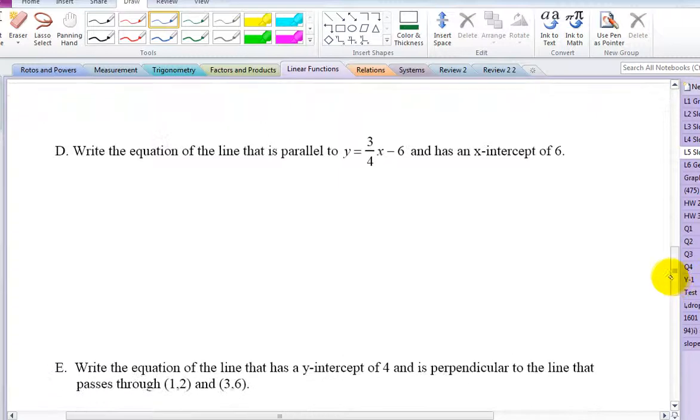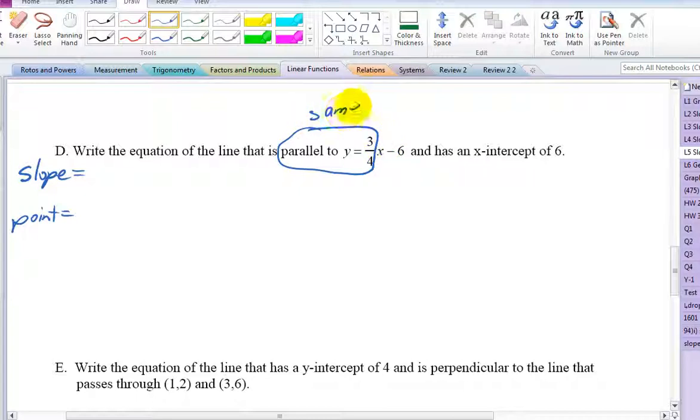Turn it over, more of the same. So tell me, what's the slope? What's the point? So we're parallel to that line. What does that mean? What kind of slopes do parallel lines have? The same slope. So the slope of the line that we're trying to find must be 3/4 because it's parallel to this other line. What's the point I just told you right here?